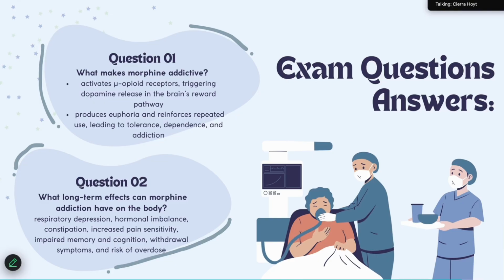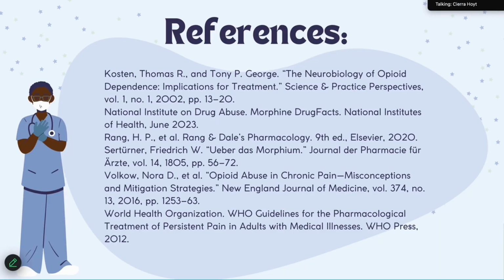The long-term effects addiction can have on the body are respiratory depression, hormonal imbalance, constipation, increased pain sensitivity, withdrawal symptoms, and risk of overdose. And then these were our references.